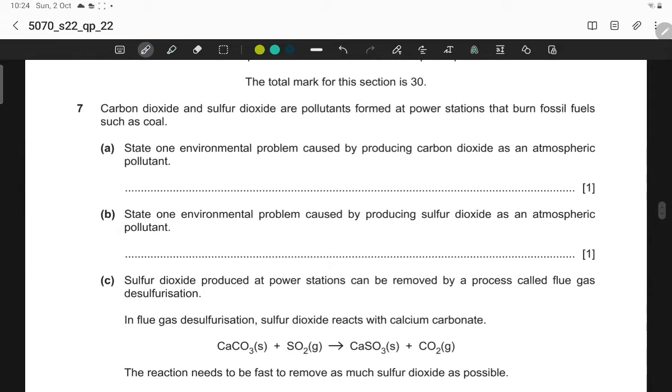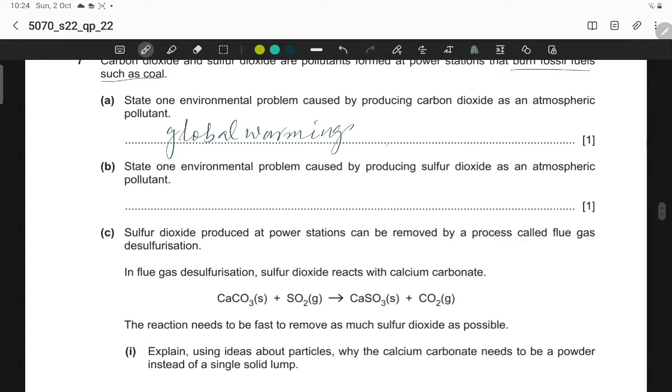Section B. Carbon dioxide and sulfur dioxide are pollutants formed at a power station that burns fossil fuels such as coal. State one environmental problem caused by producing carbon dioxide as an atmospheric pollutant. This causes global warming, or the greenhouse effect, or climate change. Global warming, rising temperature.